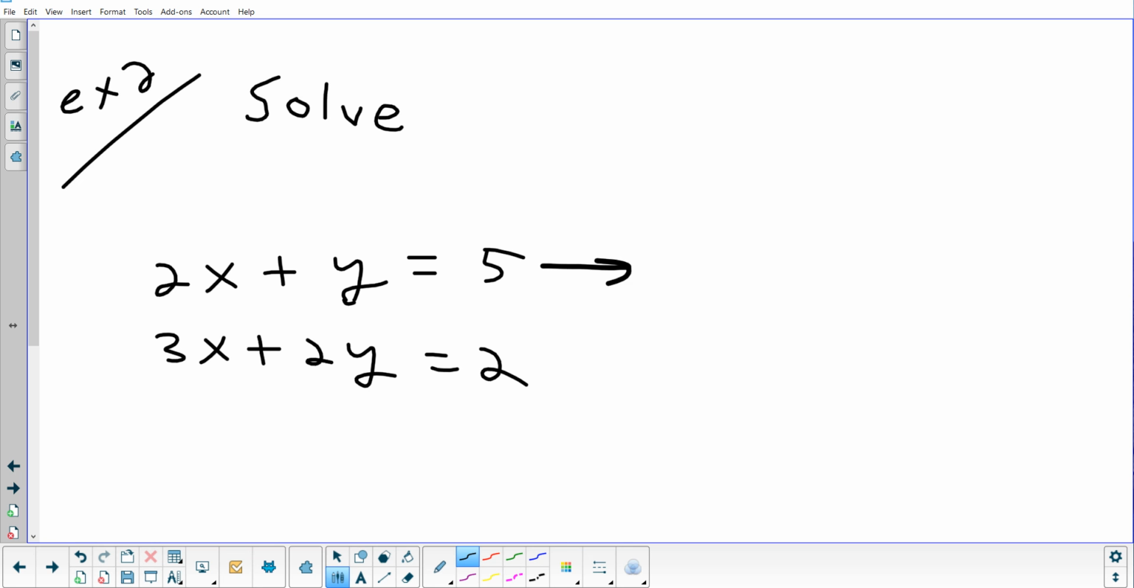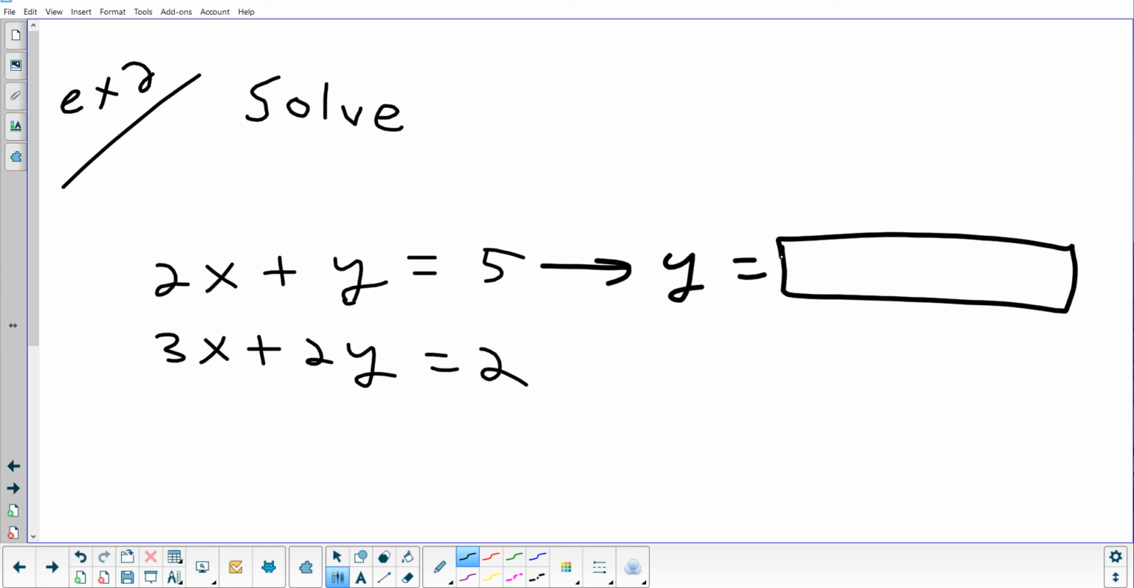So, using this top one, what does y equal? Y equals negative 2x plus 5. You could write 5 minus 2x, or you could write negative 2x plus 5. That's the same thing. So y equals negative 2x plus 5. Now, once you get x, you're going to fill it in right here, and you'll know y. Okay, but we have to find x first. What am I going to do with the negative 2x plus 5?